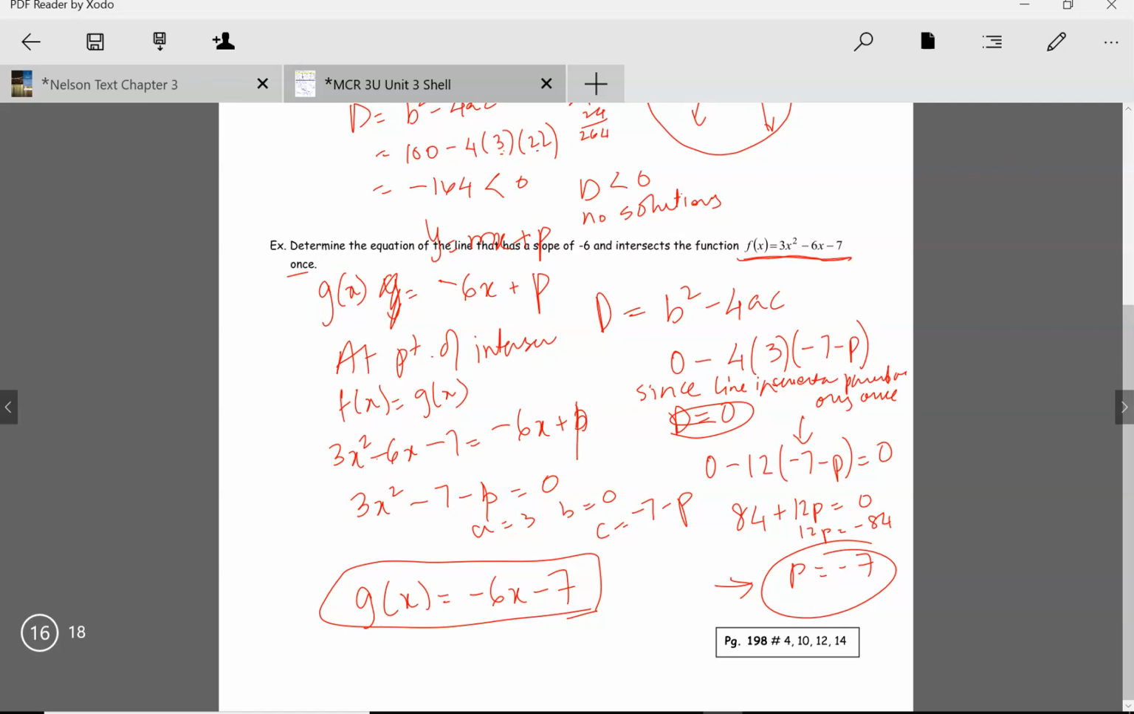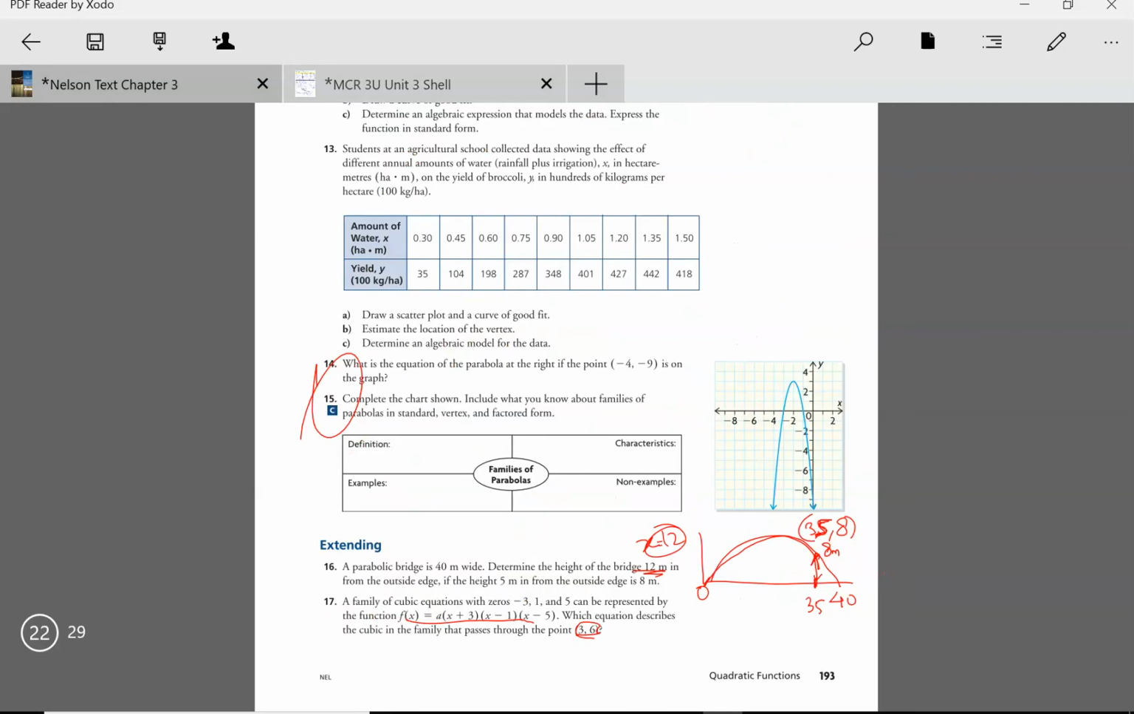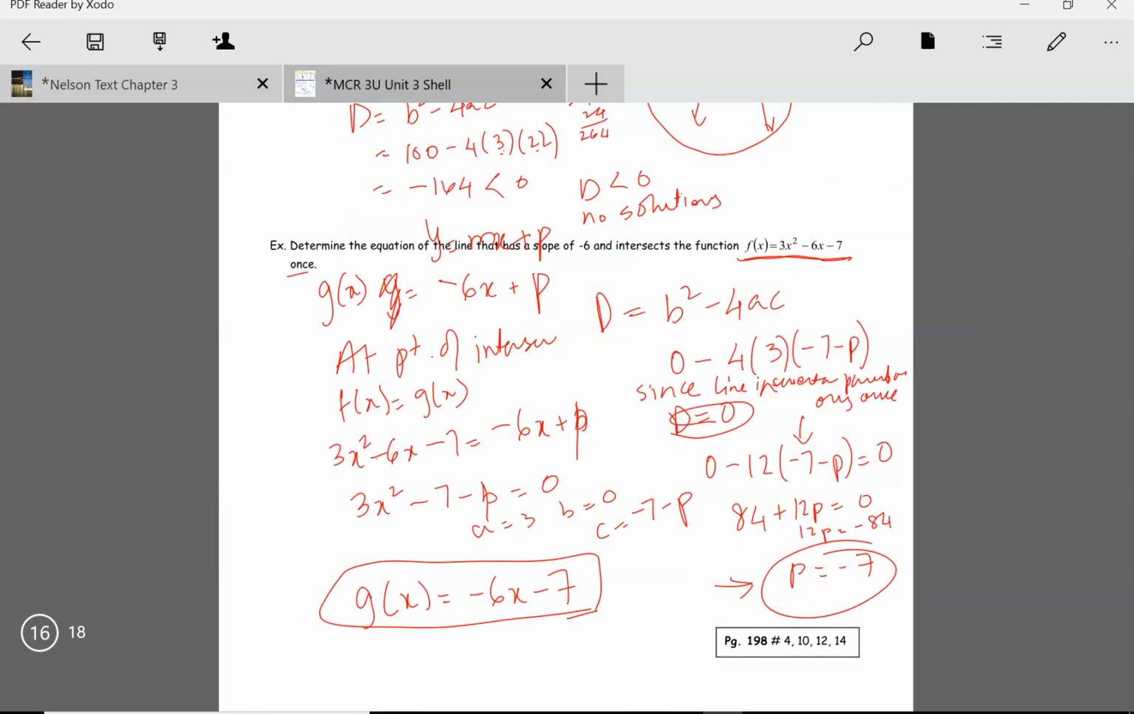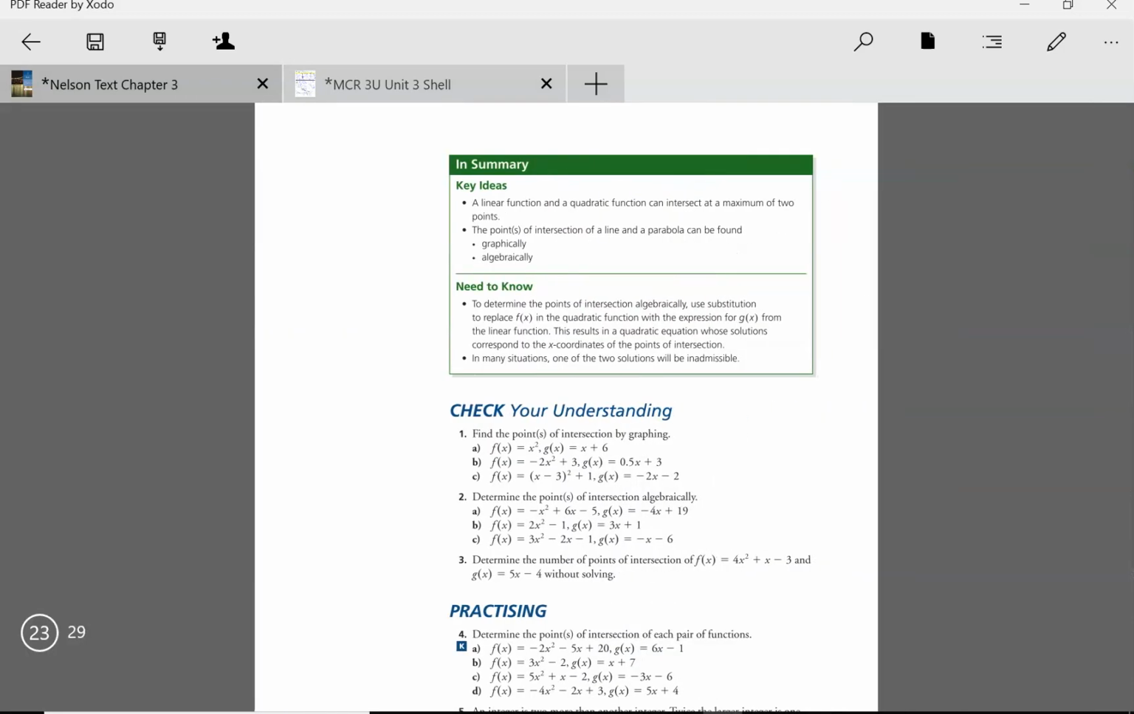So we're going to quickly look at some of the homework here. Questions 4, 10, 12, 14. Okay, that's nice and easy. What page was it? Page 198, questions 4, 10, 12, 14.